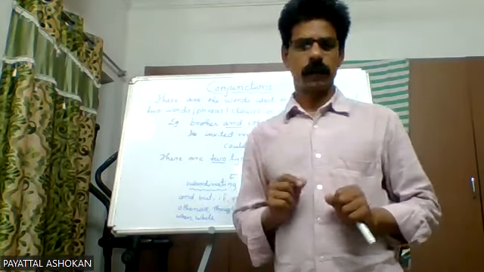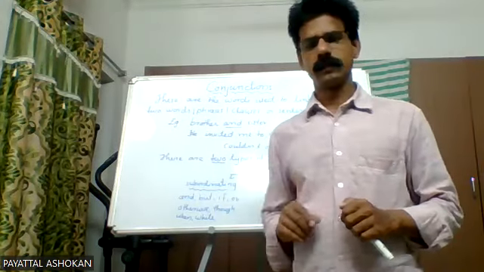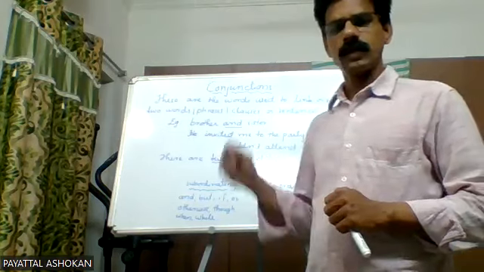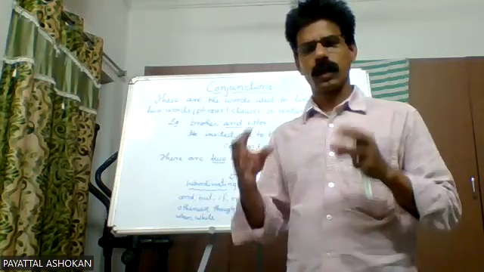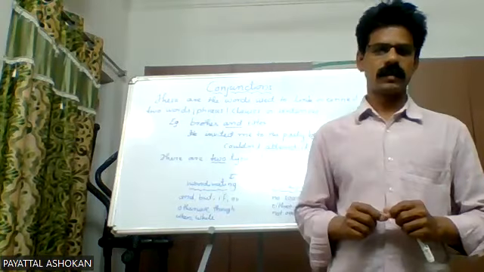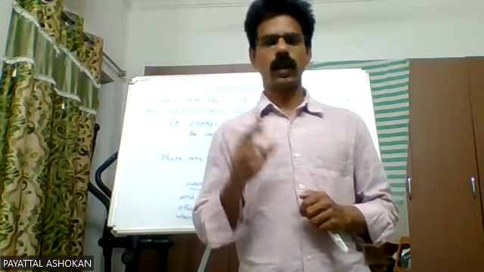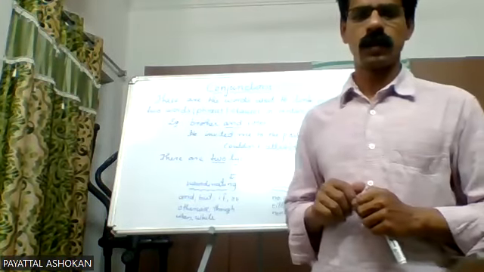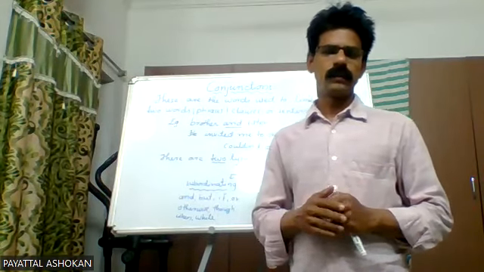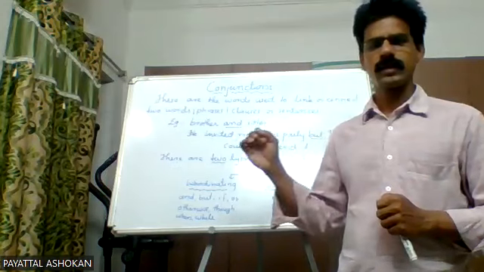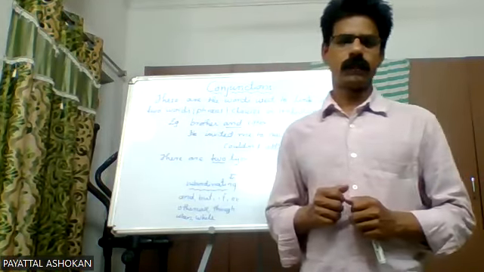What is a conjunction? Conjunction is nothing but a linking word. It's also called a connection word. To connect, to combine two sentences, two phrases, two clauses, or two words, either two nouns or pronouns, we have to use a joining word. This joining word is called a conjunction. They are also called linkers.